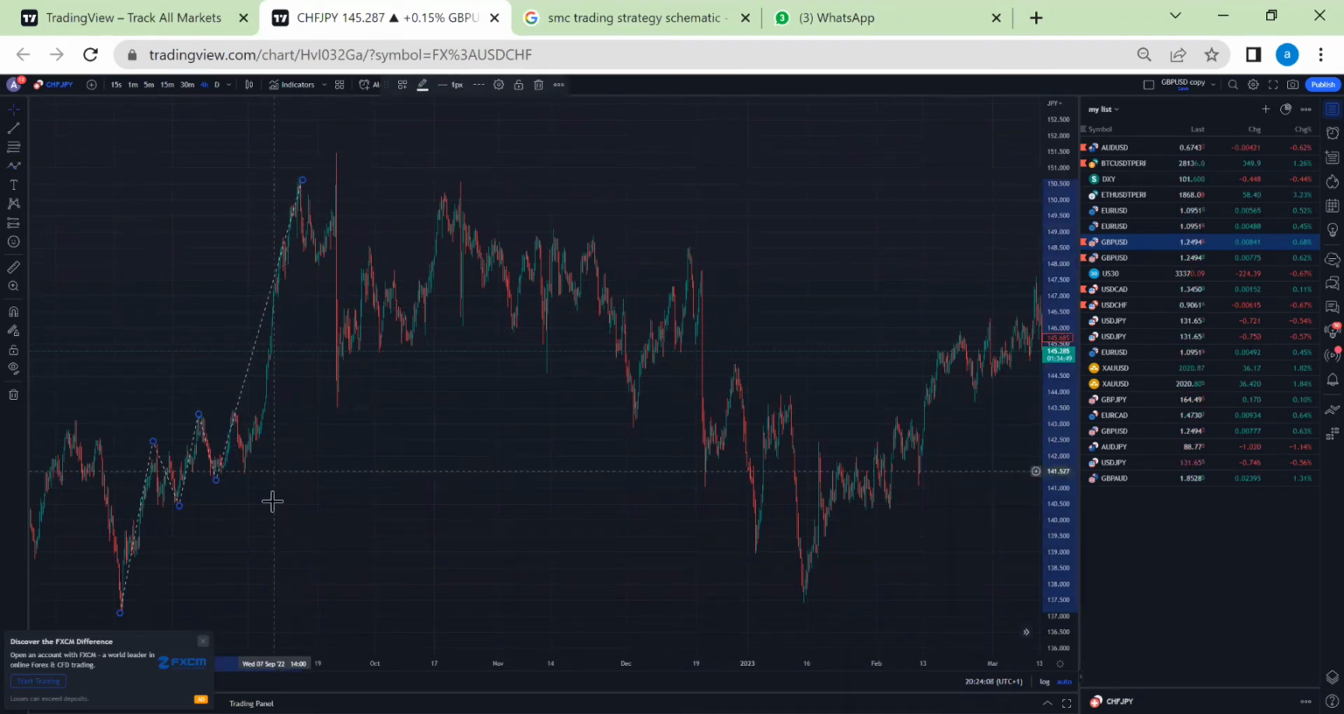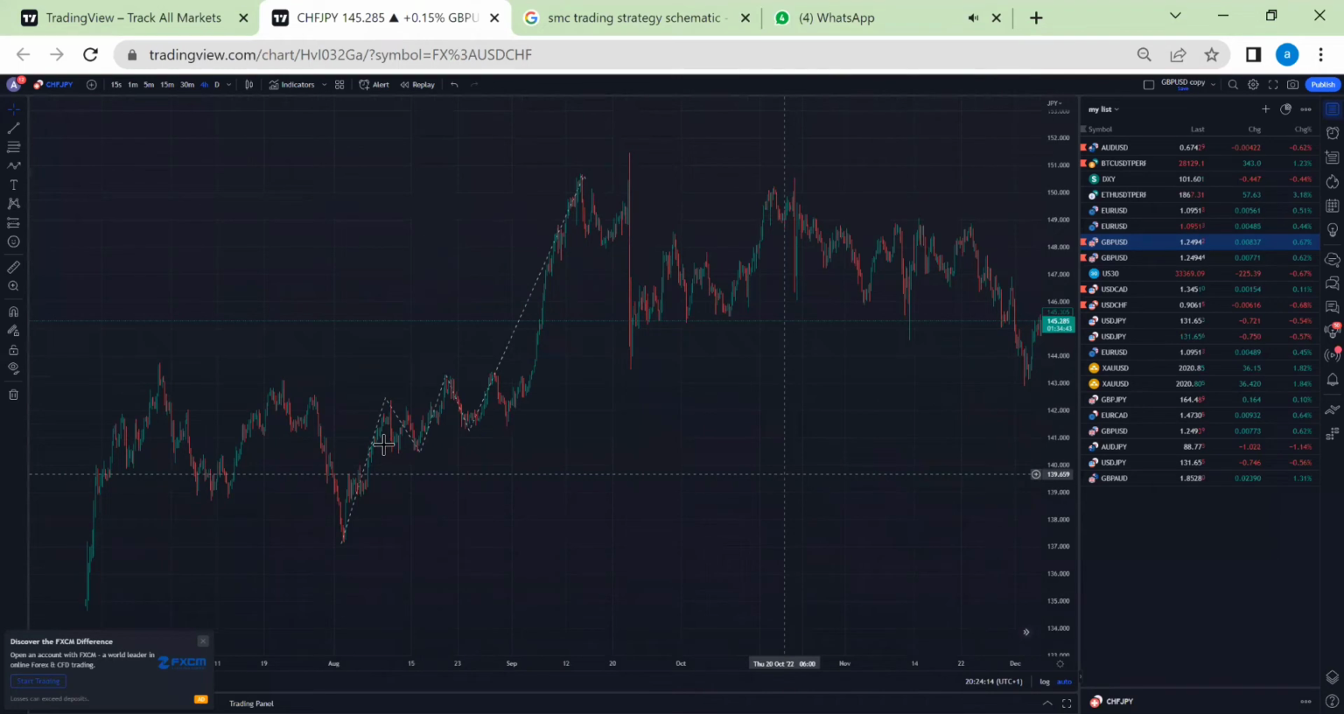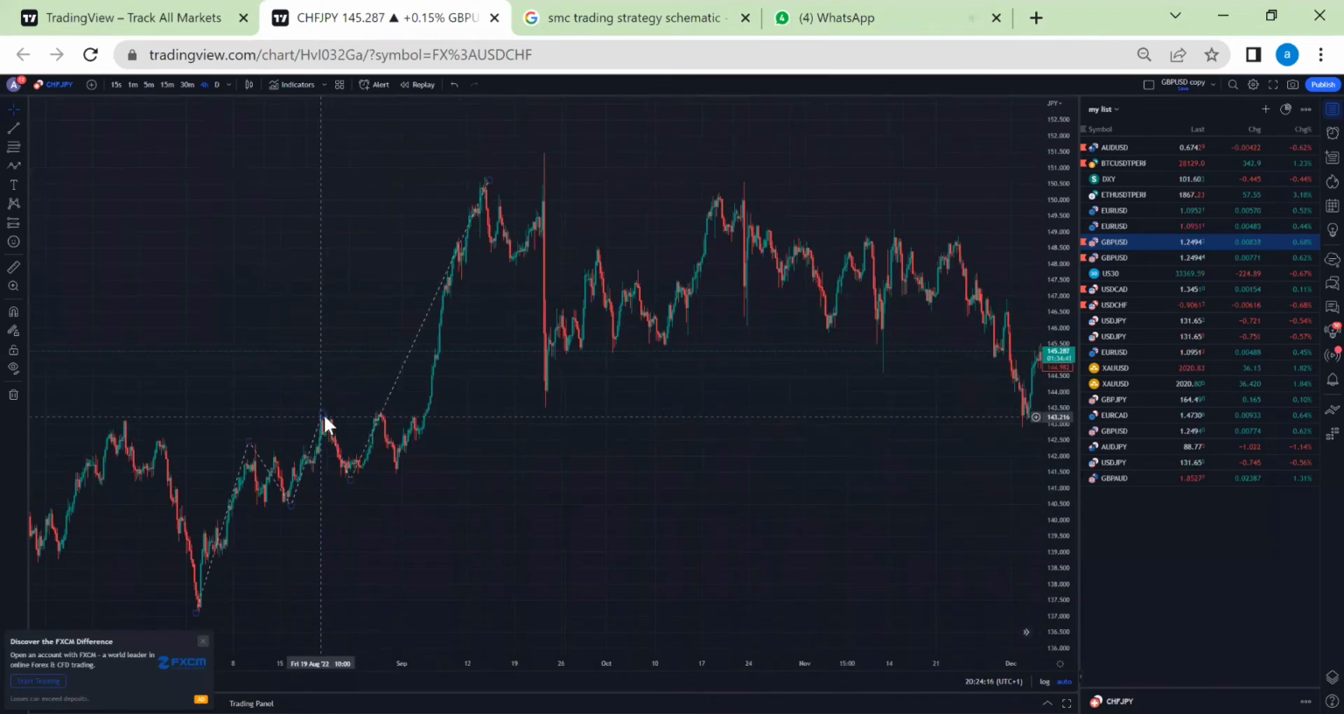The reason being that this is not really a very clean close. It did not really cleanly close above, so I will not take it as a higher high. I'll just take both of them together as a form of equal high.